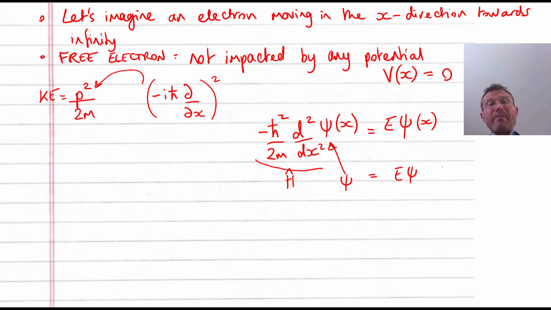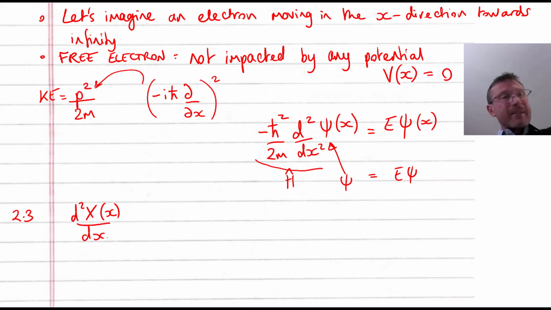So with that in mind, we can go back to chapter 2, and we can recognize from section 2.3 that d squared psi of x by dx squared plus k squared psi of x equals 0. So that's the kind of expression we've got here. We can rewrite that shortly. We saw that earlier in lecture 6.